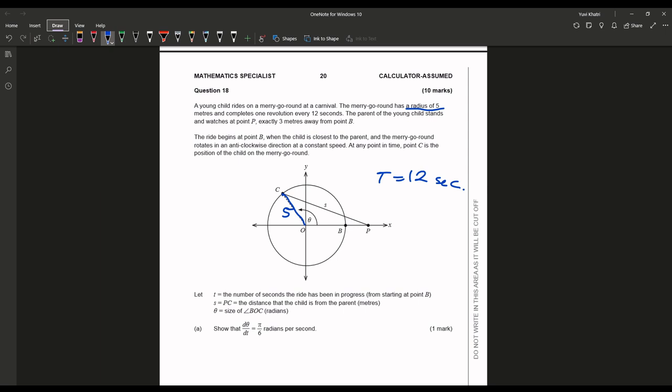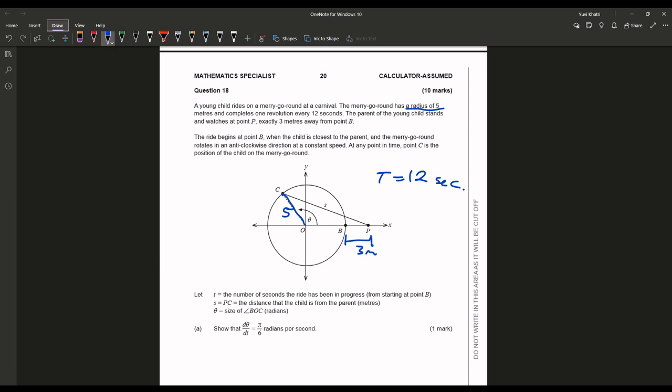The parent of the young child stands and watches at point P, right here, exactly 3 meters away from point B. So this length is 3 meters. The ride begins at point B when the child is closest to the parent, and the merry-go-round rotates in an anti-clockwise direction at a constant speed. So it rotates like this, at constant speed. At any point in time, point C is the position of the child on the merry-go-round, right here.